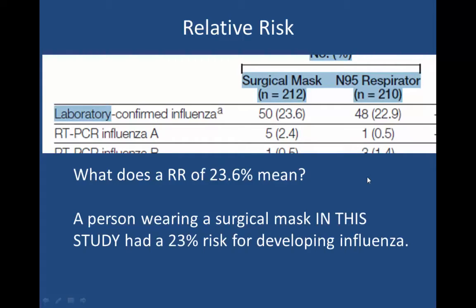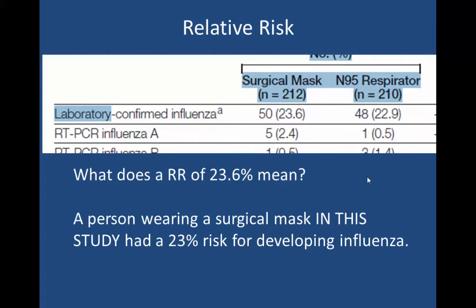In most studies, they're going to put treatment group first, control group second. Look at this one, they didn't. So I have to make sure I identify what's the treatment group and what's the control group. In this, it was to see if surgical masks were better than N95 masks. So let's do the math. It should be 48 divided by the total number in the group. So if you got your calculator, 48 divided by 210, and I should get 22.85.